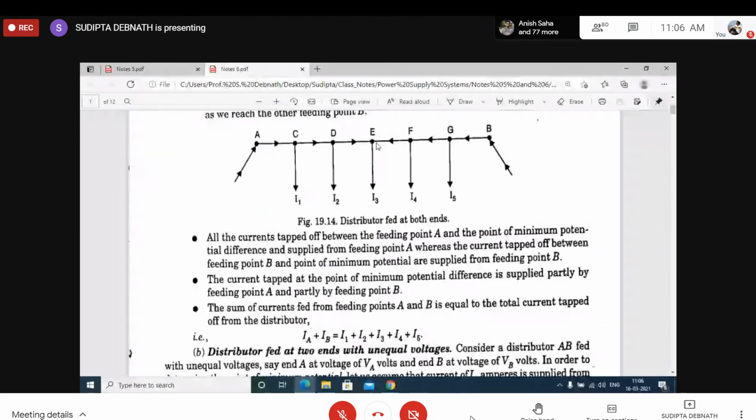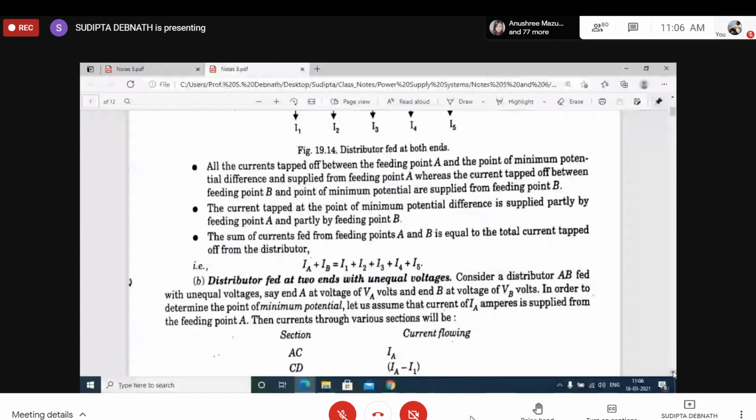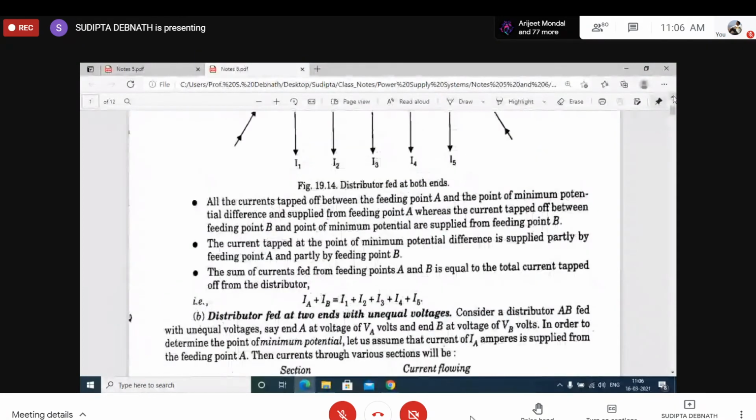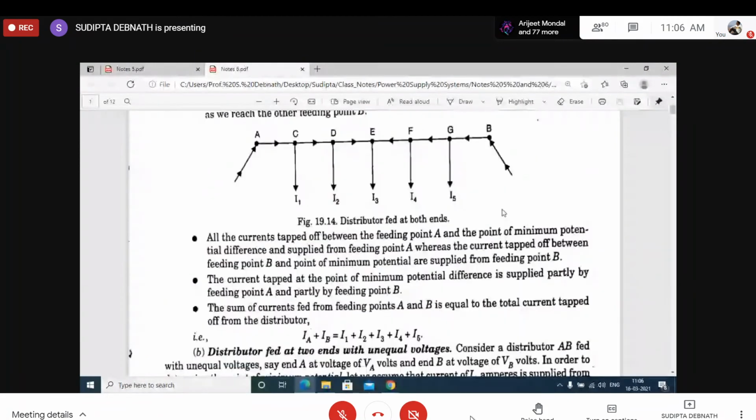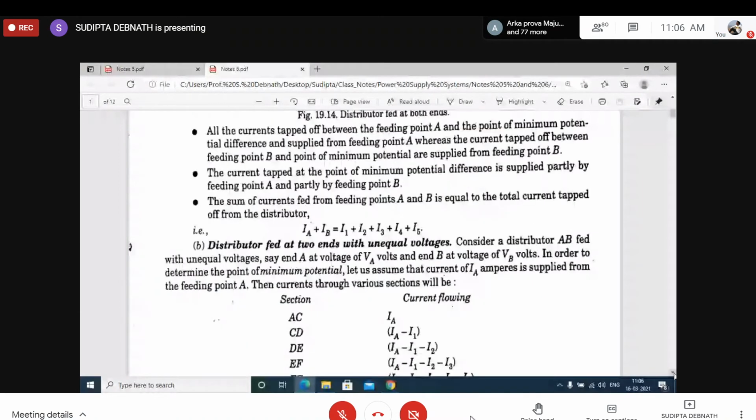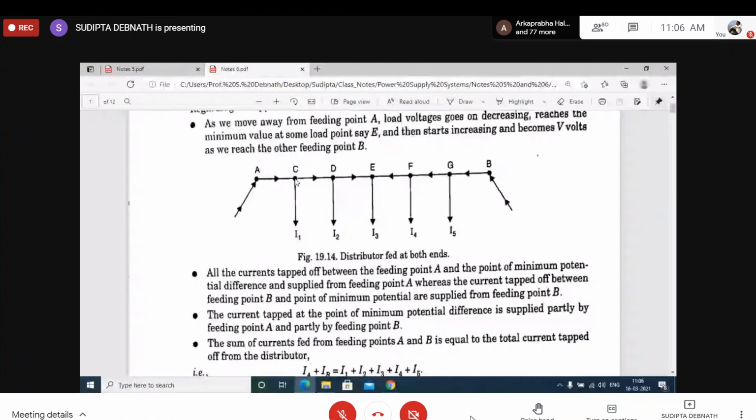Now, for both the distributors, distributor fed at equal voltages and unequal voltages, the expression will be the same. You have to find out the current in section AC. What is the current in section AC? Say the current entering is IA. They have considered current entering here as IA. So what is the current here? It is IA. What is the current in CD? IA minus I1. What is the current in DE? IA minus I1 minus I2.